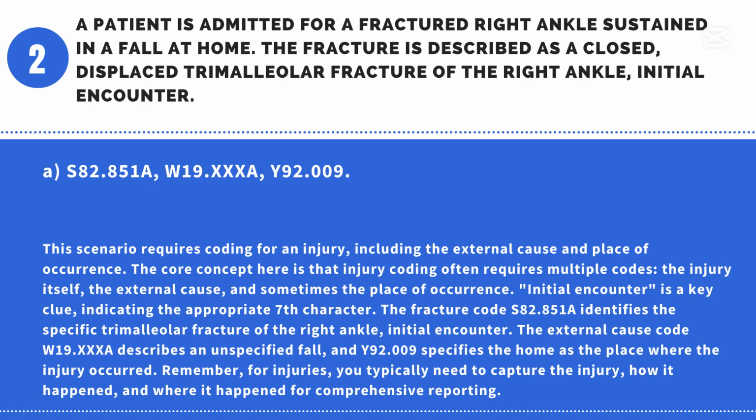The fracture code S82.851A identifies the specific trimalleolar fracture of the right ankle, initial encounter. The external cause code W19.XXXA describes an unspecified fall, and Y92.009 specifies the home as the place where the injury occurred. Remember, for injuries, you typically need to capture the injury, how it happened, and where it happened for comprehensive reporting.